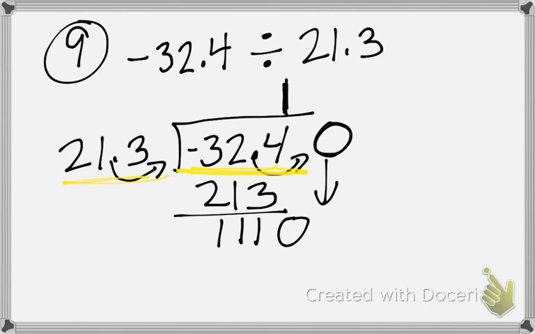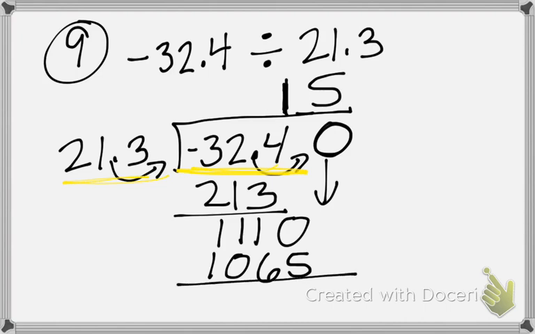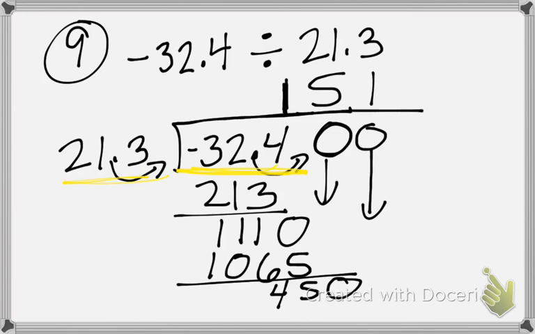213 goes into 1,110 5 times. 5 times 213 is, let's see, 15, 6, 1,065. Then I'm going to subtract. So I have 45 left over. Then I got to add another 0 and then bring it down. So that's 450. 213 goes into 450 one time.